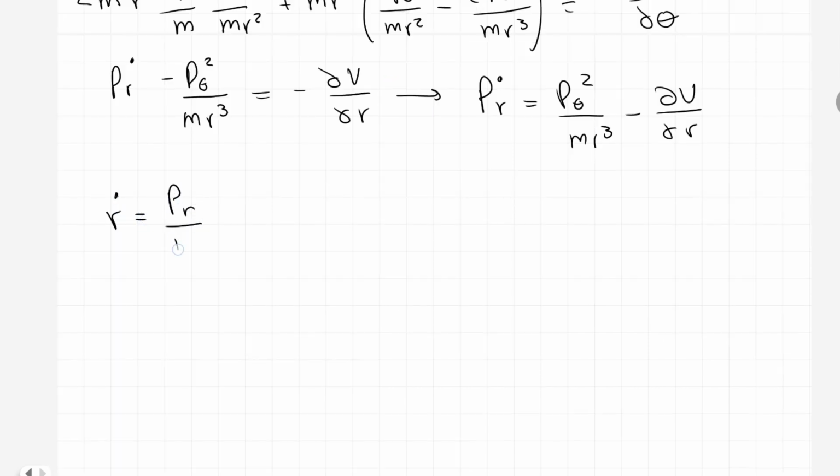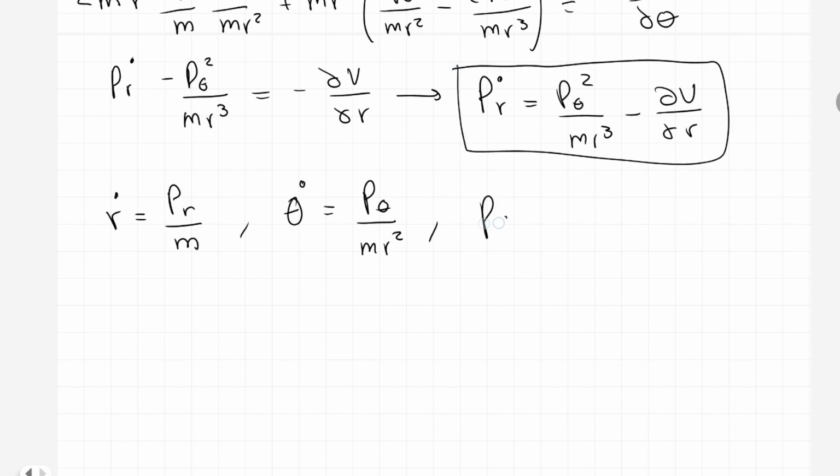r dot equals p_r over m, theta dot equals p_theta over m r squared, this one over here, and p_theta dot equals negative the partial of V with respect to theta. So the important thing to notice here is that we have the derivative with respect to time of every generalized coordinate or momentum conjugate depending on the variables themselves. I mean, every expression that we have here depends on r, theta, p_r, or p_theta. But we no longer have dependence on r dot and theta dot. That is the important thing.